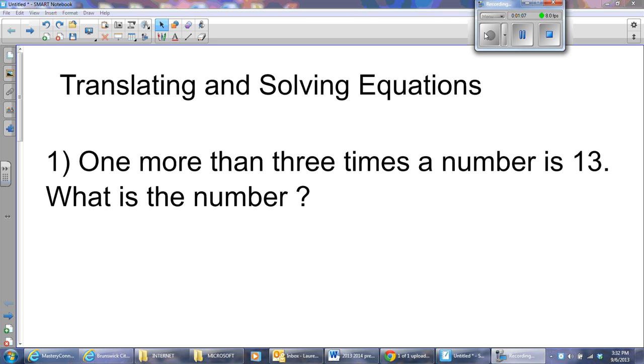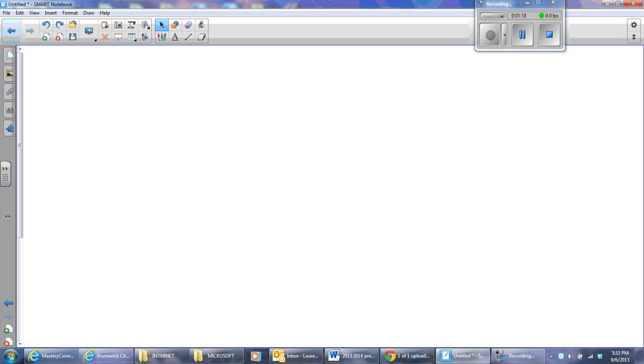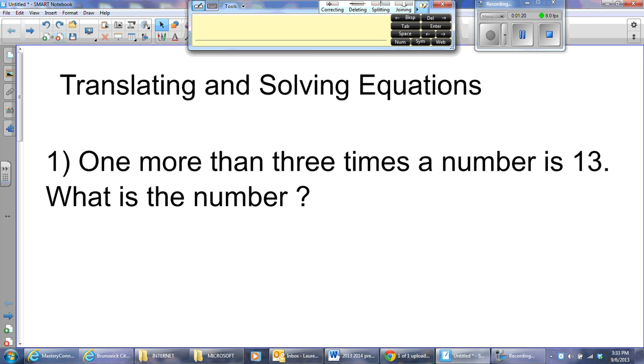Okay, so before we actually get to the translating and solving, and actually this stuff is really pretty simple, we want to review one or two things first here. Oops, I lost my page. Where did it go? My page is missing. Hold on one second.